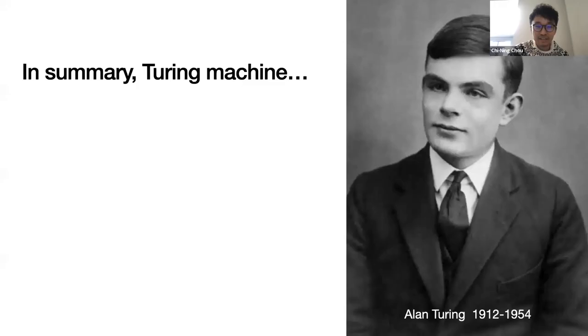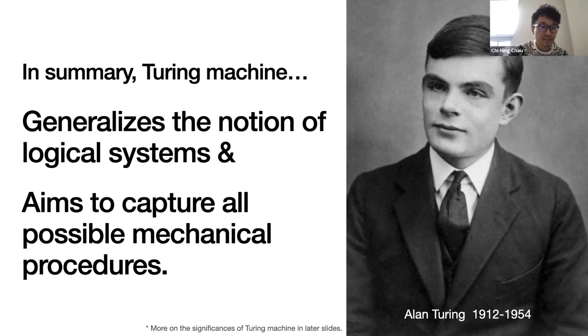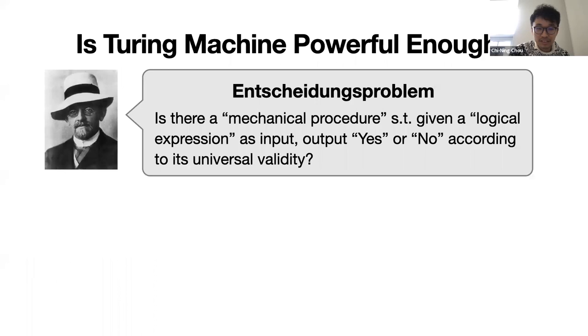So in summary, yeah, a Turing machine, in our narrative, is a generalization of the notion of logical system, trying to make it more intuitive and closer to how humans think, and aims to capture all the possible mechanical procedures. And in particular, this gives us a ground for us to be able to answer Hilbert's decision problem or Hilbert's dream. Yeah, because Hilbert was asking, is there any mechanical procedure such that given a logical or mathematical statement, you output yes or no according to the correctness?